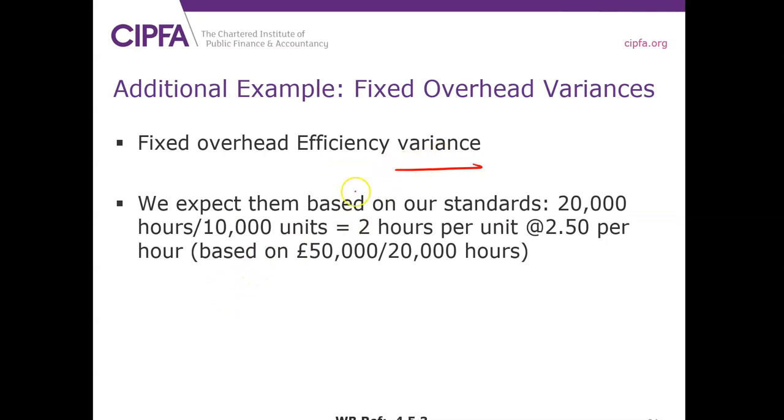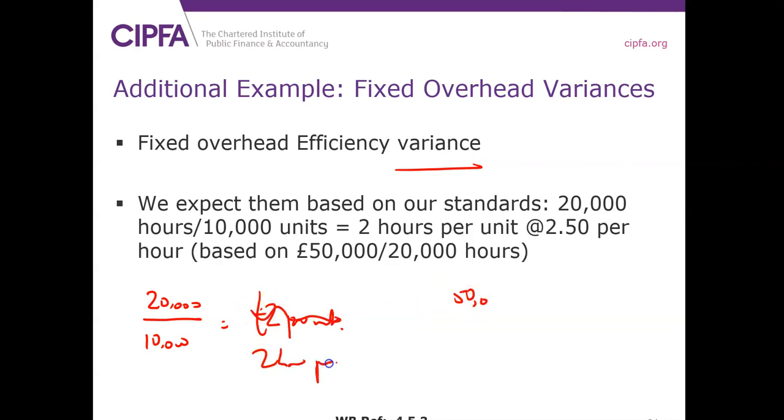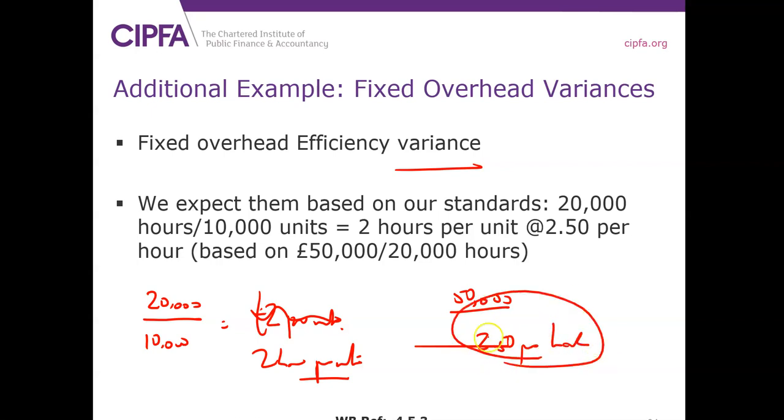So the fixed overhead efficiency variance. In terms of pricing this time, if you remember from our standards, we expected that we were going to have 20,000 hours of labor and you were going to make 10,000 units. So that was 2 hours per unit. We're expecting you to spend 2 hours on every unit. And of course, at £50,000, this is really £2.50 per hour. So this was the standard pricing that we had. The key point to focus on is that we expect you to spend 2 hours making a unit.